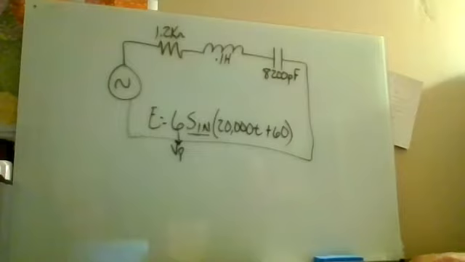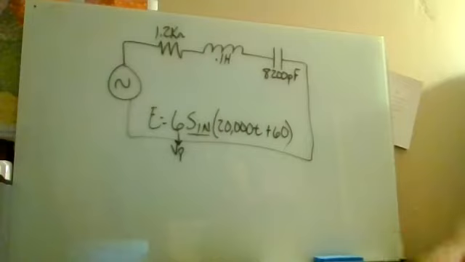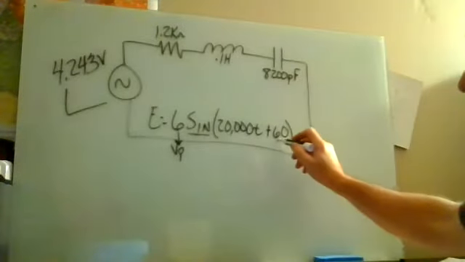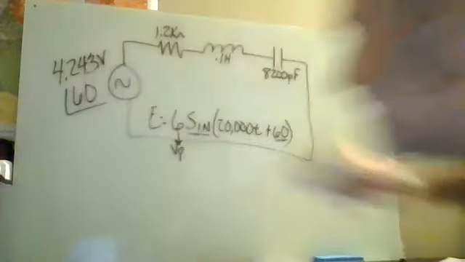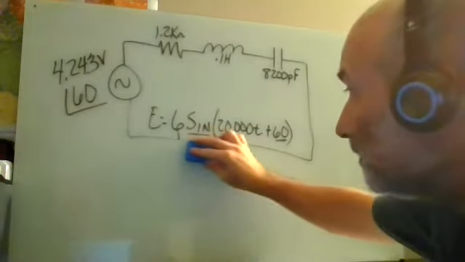How do I get from volts peak to VRMS? You divide by the square root of 2. So I've got to take 6 and divide it by the square root of 2. If I do that, I should get 4.243 volts. Where do I get my angle? This is my angle of offset, so it's at an angle of 60. Now I have my phasor voltage, so now I can go ahead and solve the circuit.